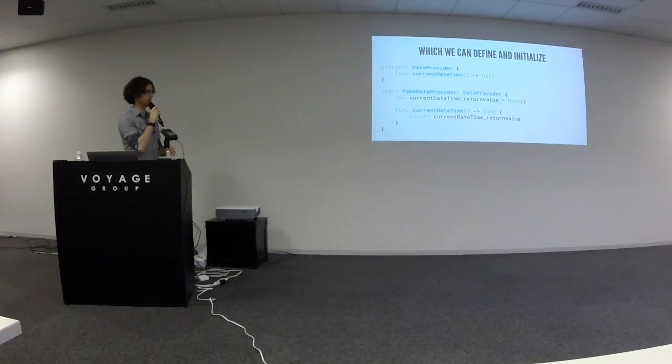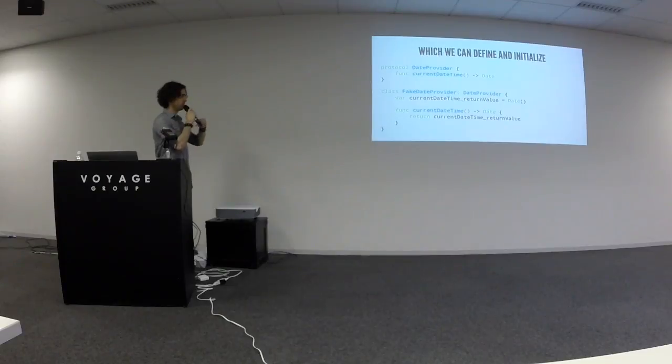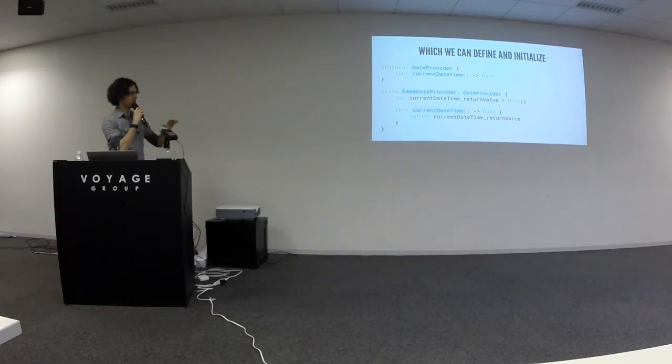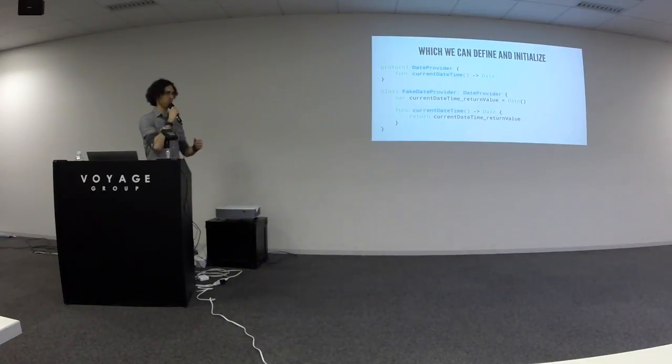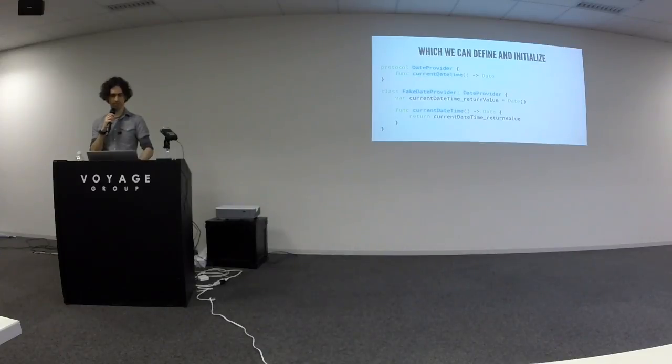And this is implemented as a class specifically. We can talk about those details afterwards. But this is implemented as a class, has this current date time return value, which is accessible outside of the fake date provider. And it just returns that when it gets asked for it from the current date time method. Are we all good so far? All good so far. All right.